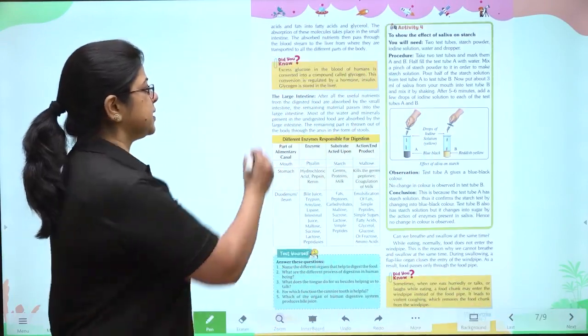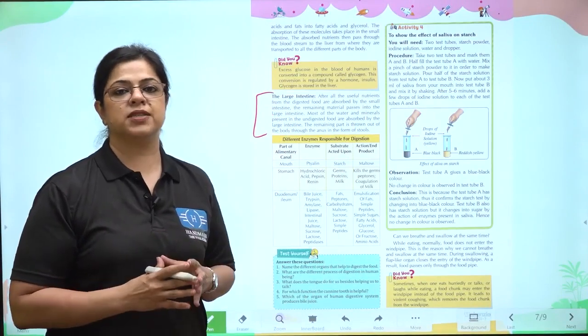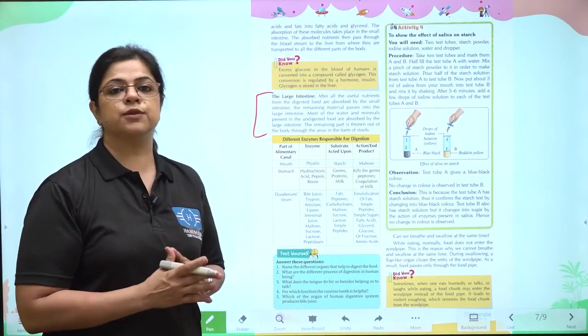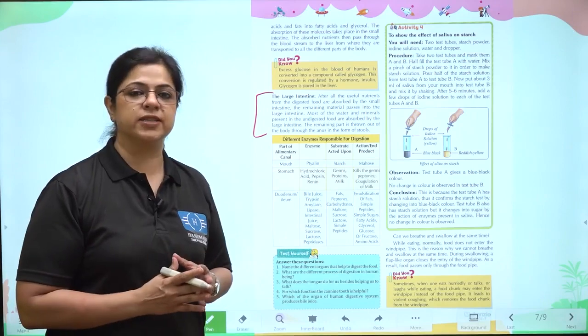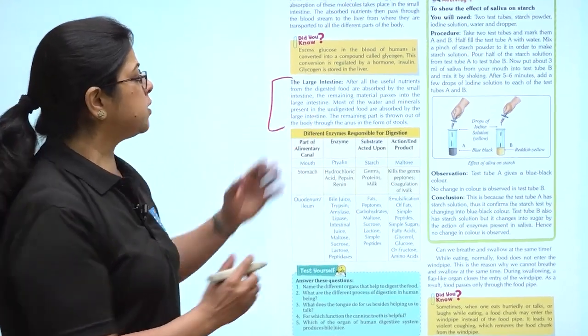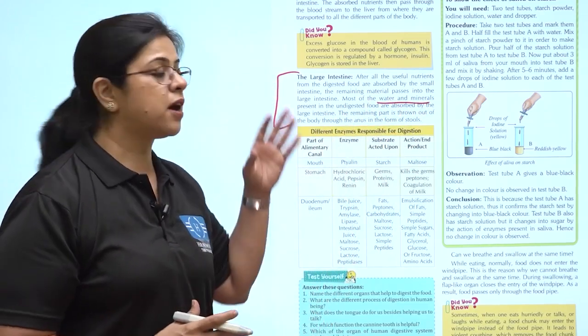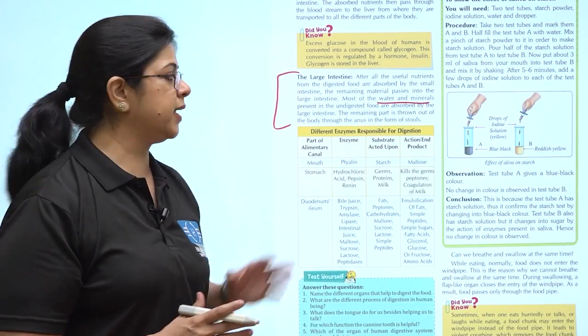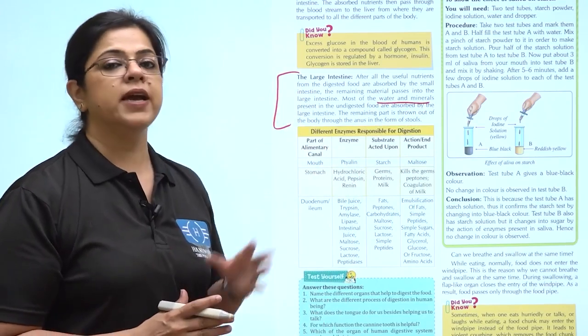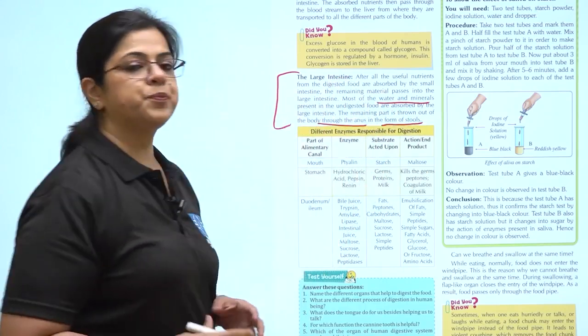Coming to the large intestine. After all the food has been utilized and all the nutrients have been absorbed, the undigested food is pushed into the large intestine. But here also in the large intestine, water and minerals are further absorbed. Any remaining nutrients are further absorbed from the large intestine and the undigested food is passed out through the anus in the form of stool.